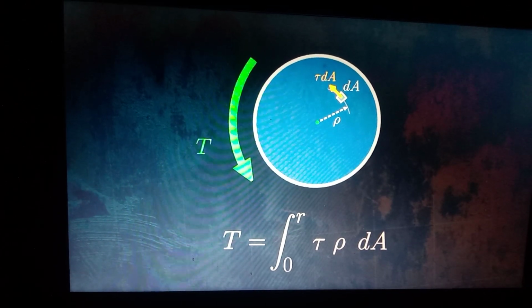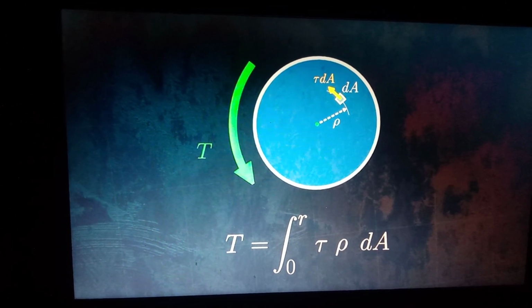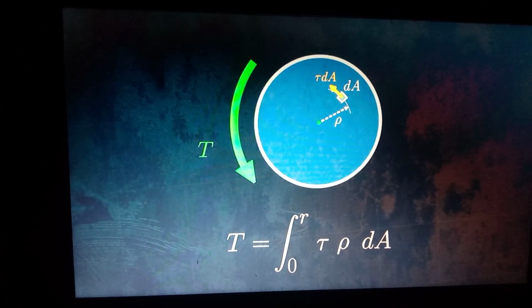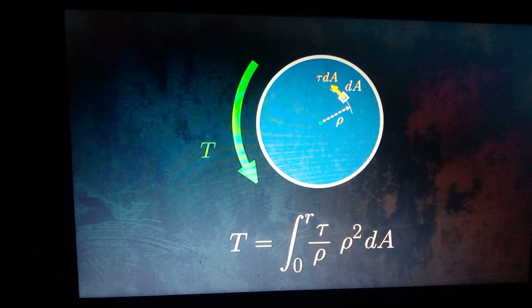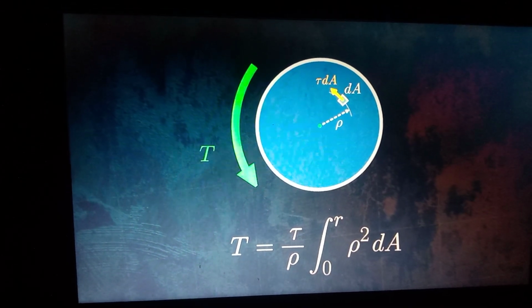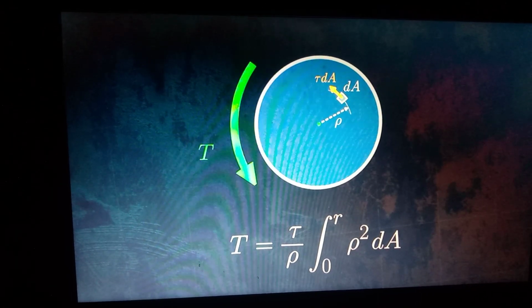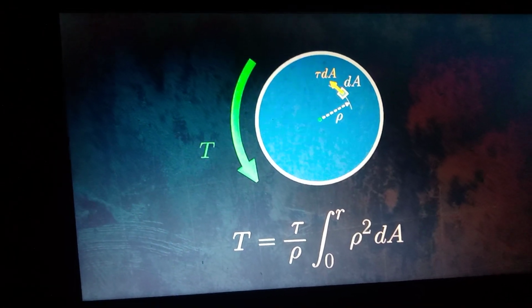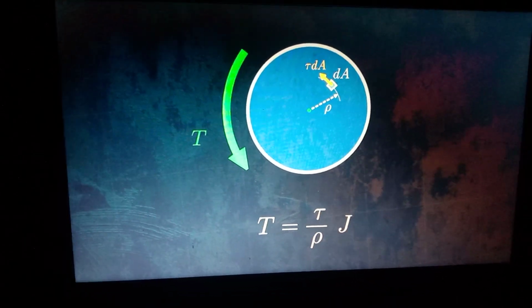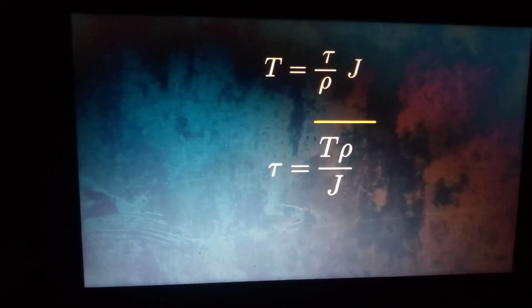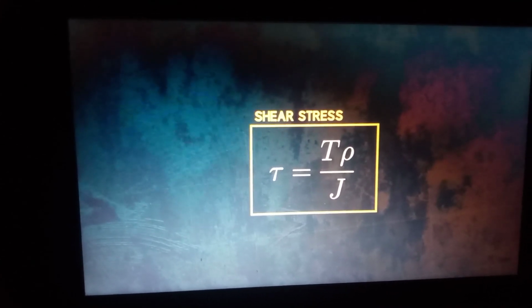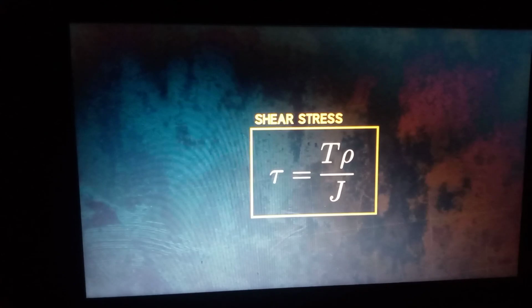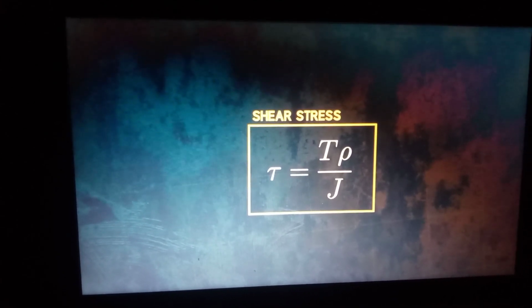We know that the quantity tau divided by ρ is a constant, because the shear stress varies linearly with the distance from the center of the cross-section. So we can rearrange the terms and move tau over ρ out of the integral. It turns out that the integral we now have on the right is actually the definition of the polar moment of inertia, so we can replace it with the letter J, and we can rearrange this to get an equation for shear stress. The shear stress is a function of the torque T, the distance ρ from the center of the cross-section, and the polar moment of inertia J. It's quite a simple equation.